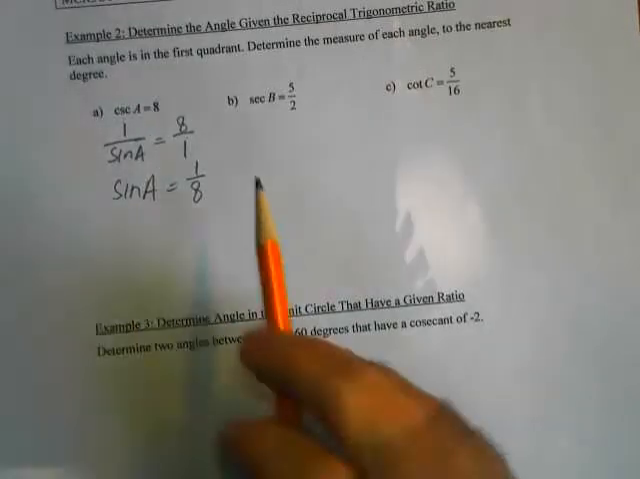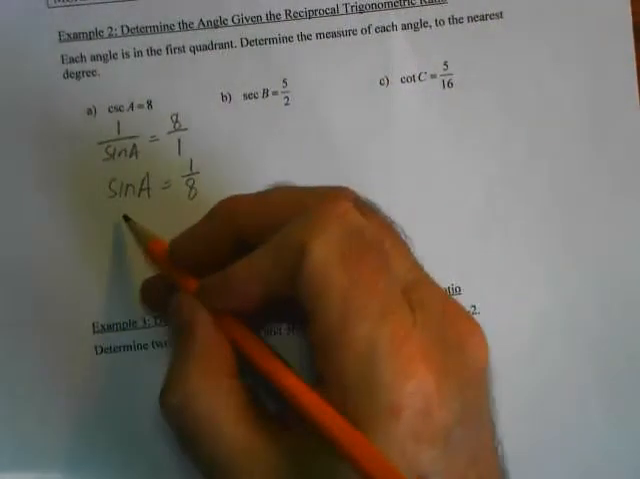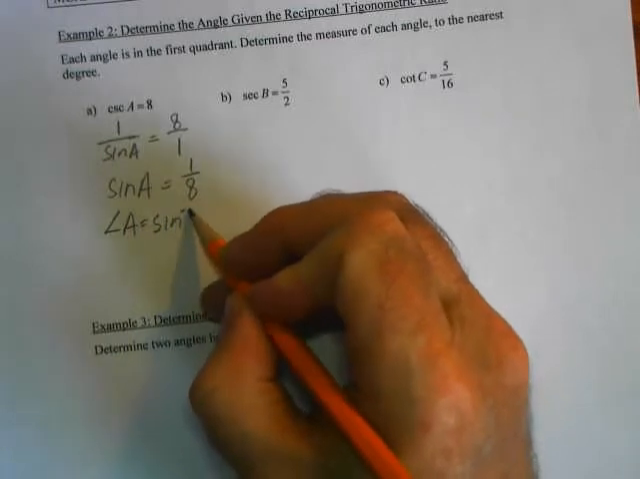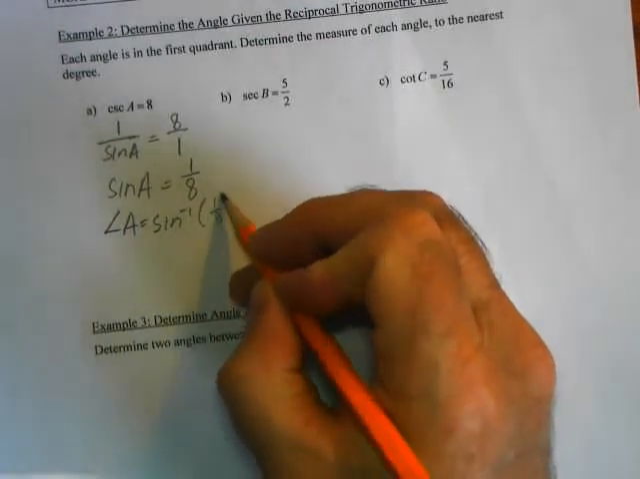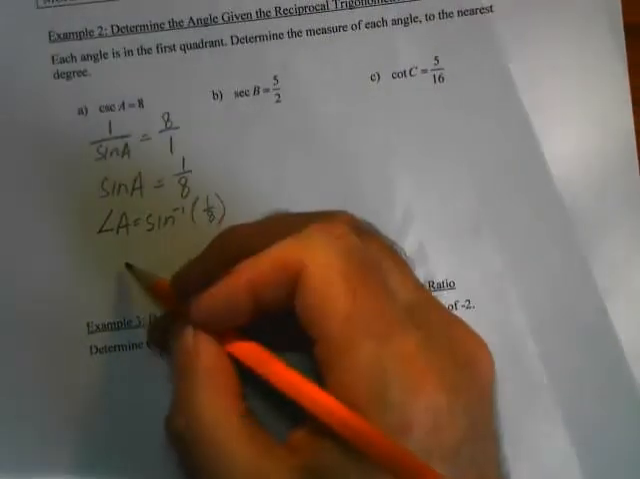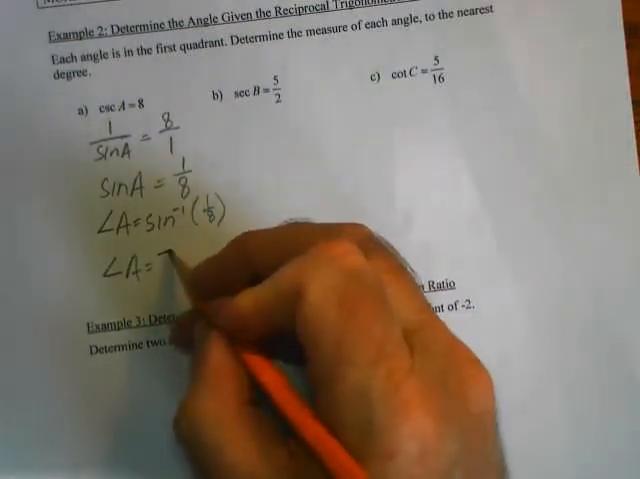But before I use the calculator, if I want to get the angle, I have to take the sine inverse of both sides. So angle A is going to be equal to the sine inverse of 1/8. And this is something you can definitely do on your calculator. I'm going to get angle A is equal to, if I round it, 7 degrees.